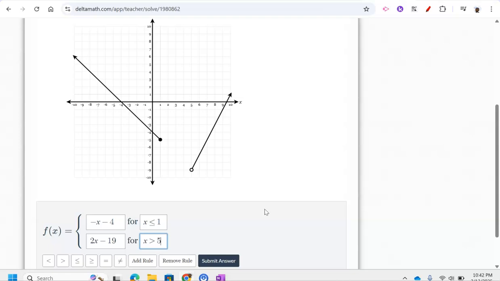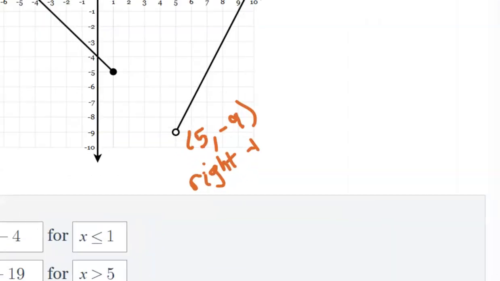Now, the other way, I'm going to see if I can write up here on the screen. So the other way that I could do this is I could use this point and treat this as a sort of transformation. So this point is located at x equals +5 and y equals -9. So if I think of it as a transformation, this would be right, and then this would be down.